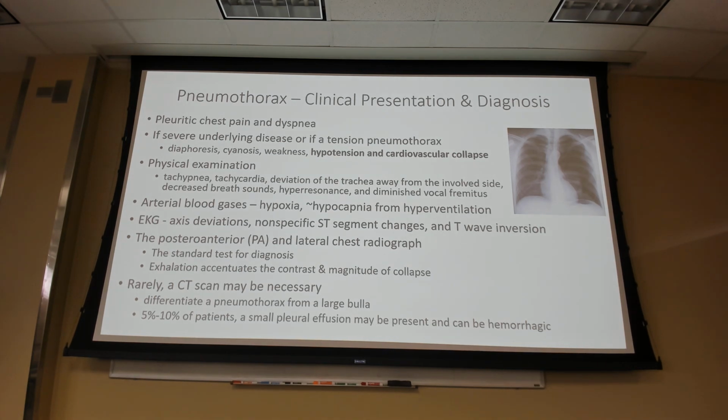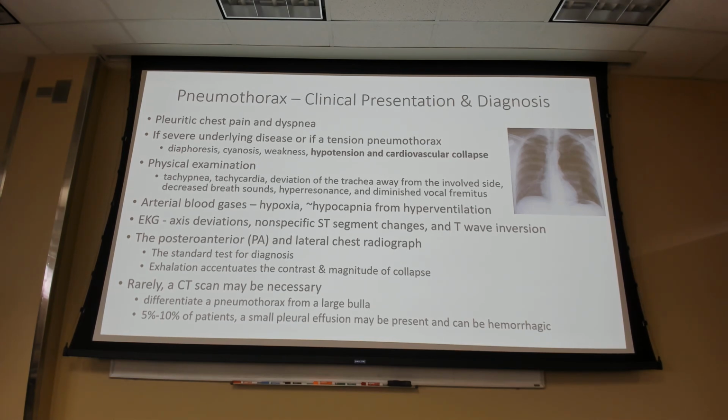All right, so clinical presentation, and that obviously varies depending on how severe it is. They may only have pleuritic chest pain, shortness of breath, or if they have a tension pneumothorax or severe underlying disease, they'll typically have diaphoresis, they might be cyanotic, tachycardic, hypotensive. So that's more of an emergent condition that we need to treat right now. And it is a clinical diagnosis. We don't need a chest x-ray if we obviously suspect pneumothorax on physical exam. You could have decreased breath sounds. That's probably the most common physical exam finding I see, decreased breath sounds on that side.